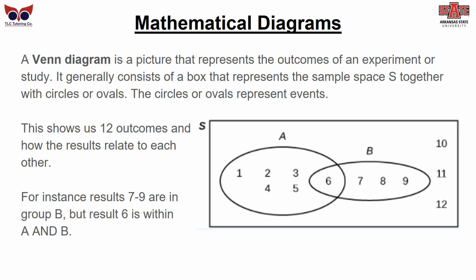And then we have just general mathematical diagrams. So a Venn diagram is a picture that represents the outcomes of an experiment or study. It generally has a box that represents the sample space, S. You can see the big box is S, with circles or ovals, and the circles and the ovals represent events. So this Venn diagram says that there are 12 outcomes and how the outcomes relate to each other. So there were 7 outcomes that are within A, 4 outcomes within B. There's 1 outcome that's in both A and B. That's number 6. And 10, 11, and 12 are neither A nor B. But this helps us compare and analyze the different data options.